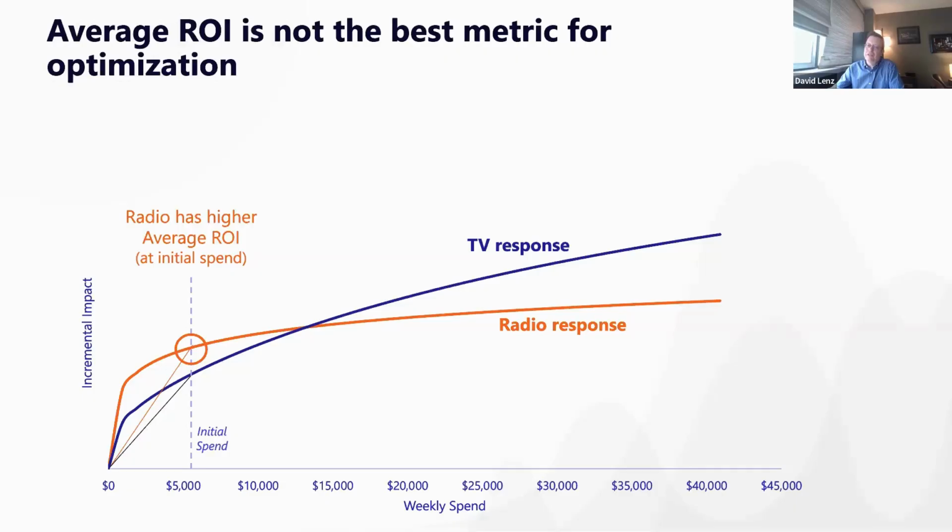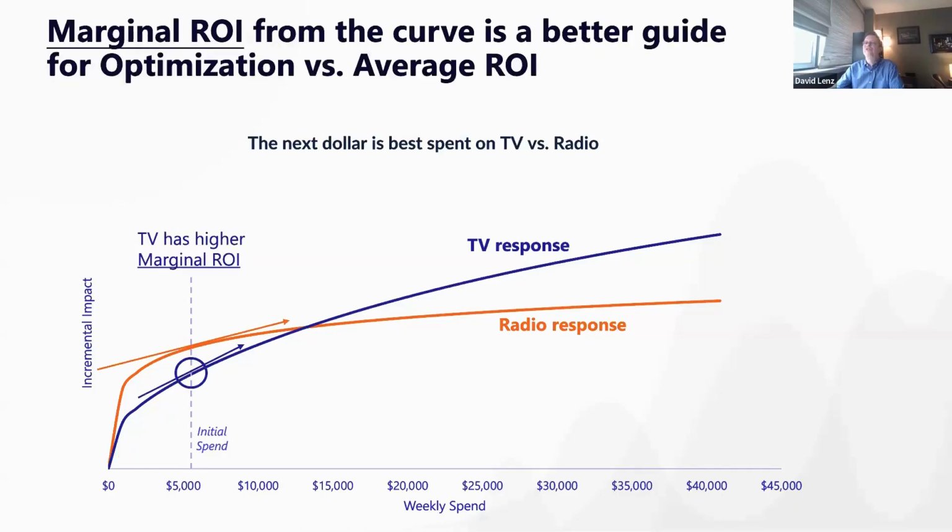The better item to use is the marginal ROI. So the marginal ROI is basically, again, the slope of the response curve. So if you look at the orange arrow compared to the blue arrow, what you can see is TV has the higher marginal ROI versus radio, meaning that if I had an extra dollar to spend, I would put it into TV instead of radio and get a higher impact.